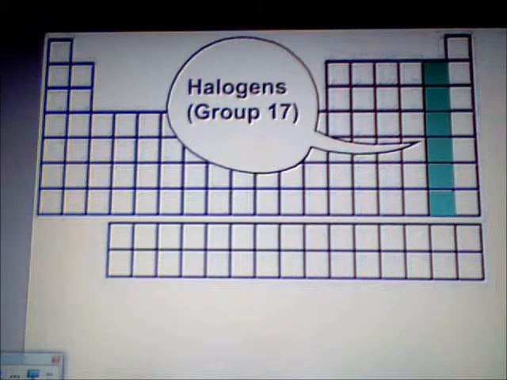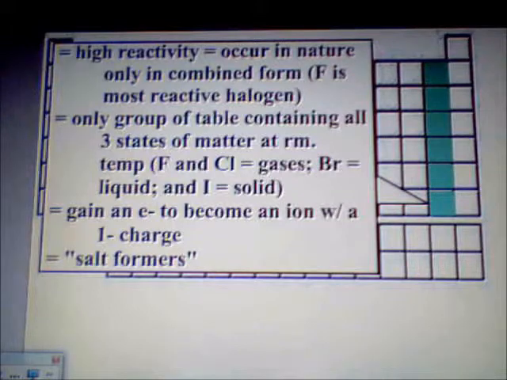On to halogens. These are the halogens, so you want to shade those in on your notes. Halogens are very, very reactive, and because they're very reactive, they occur in nature only combined into compounds. Fluorine is the most reactive of the halogens.